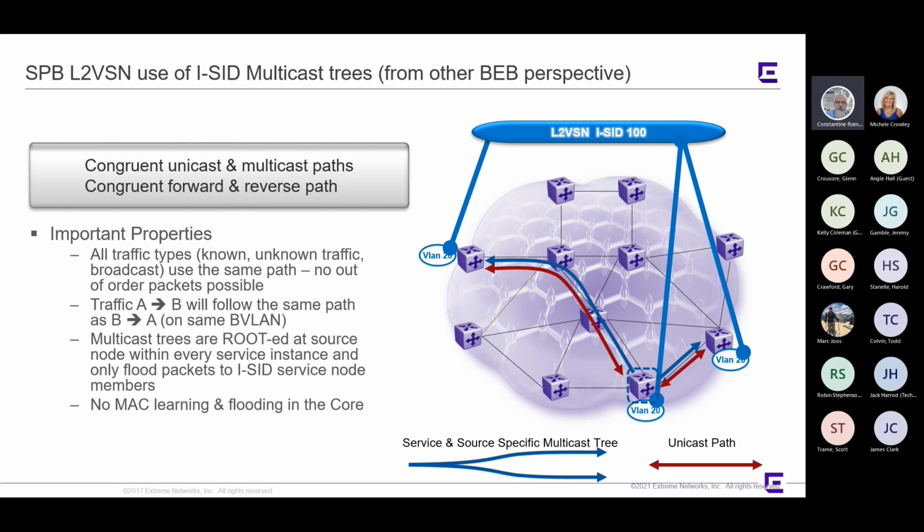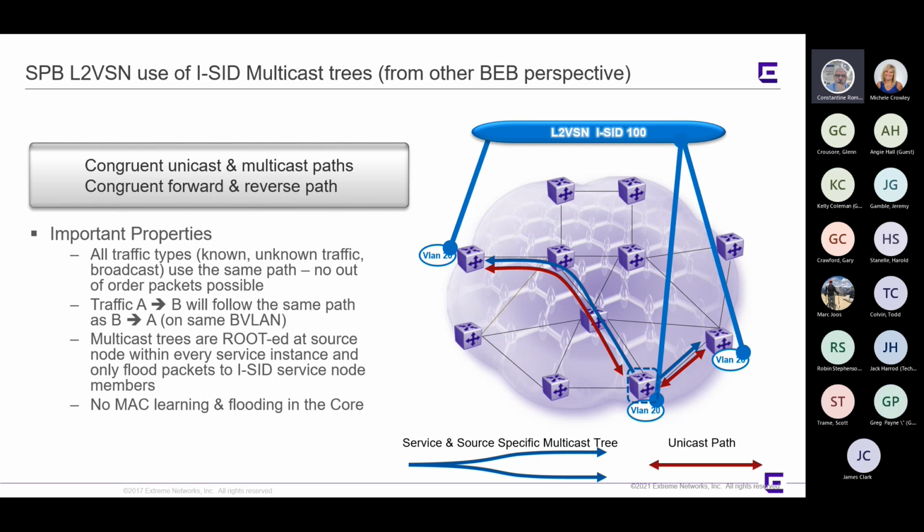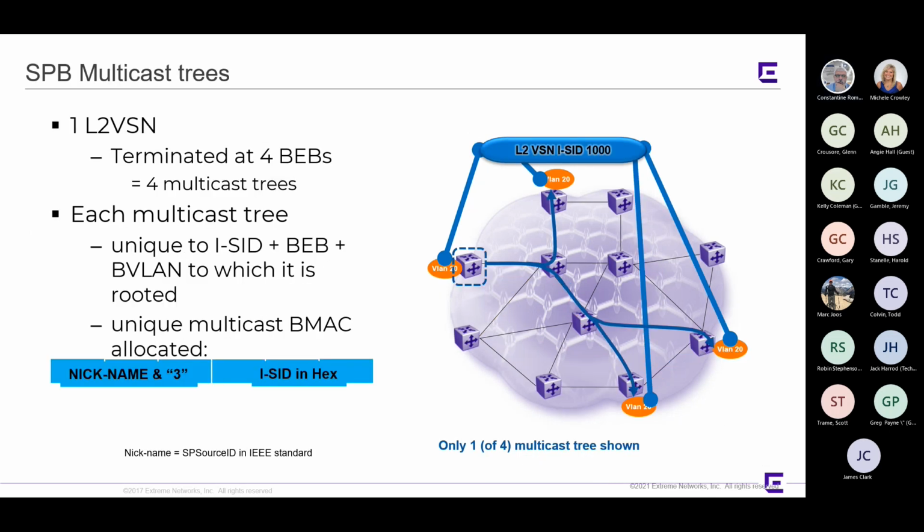So moving along, as we said, all traffic types go the same way, and they're doing a really nice job here of pointing out what happens if you potentially lose a link, how the path will adjust. So you see VLAN 20 at the 3 different nodes, how the traffic is going to go, and again, symmetrical.